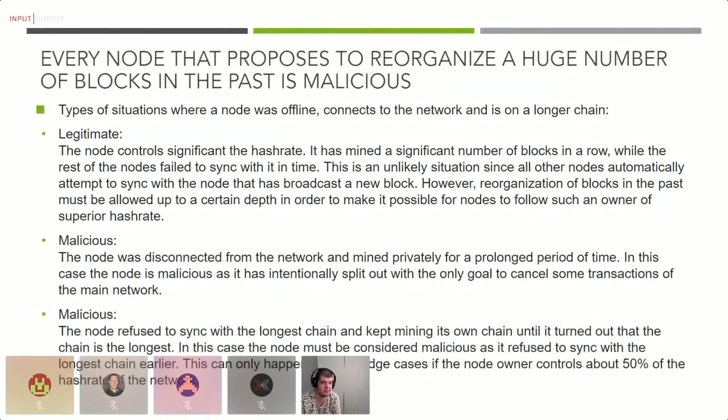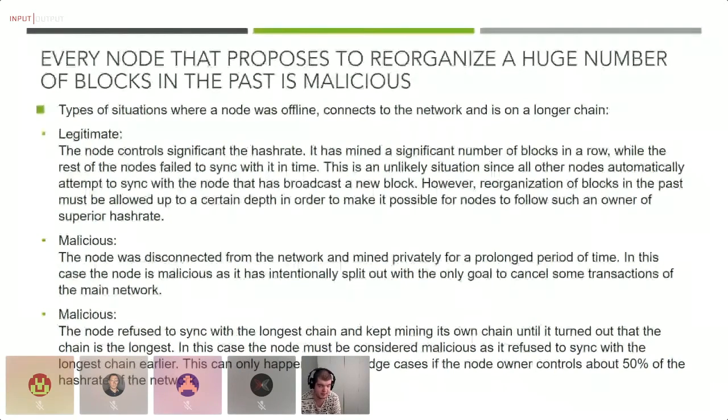Normally, it shouldn't happen. It can only, for a legitimate reason, happen in one edge case, where a single miner or a mining pool has mined a large amount of blocks in a row, and the rest of the nodes in the network have failed to sync with this node in time.